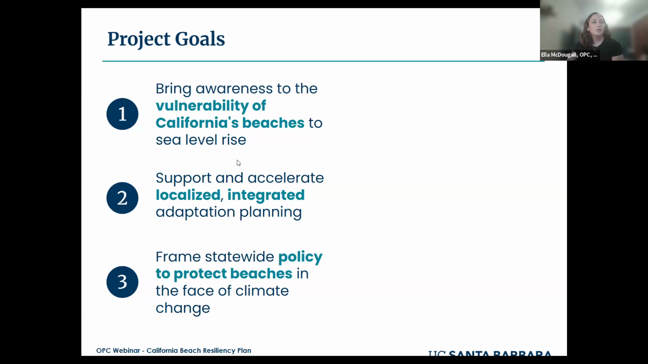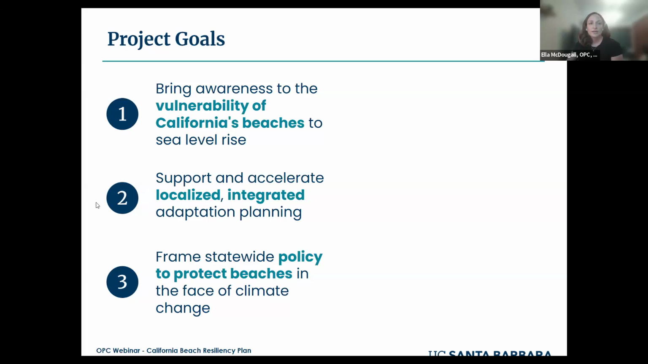The goals of the project are threefold. First, we want to bring greater awareness to the vulnerability of California's beaches to sea level rise. While we know beaches are facing increasing pressures from erosion, coastal storms, and rising seas, the impacts are not uniform across the state. Understanding which beaches are most vulnerable and what specifically may be at risk is a critical first step towards informing adaptation.